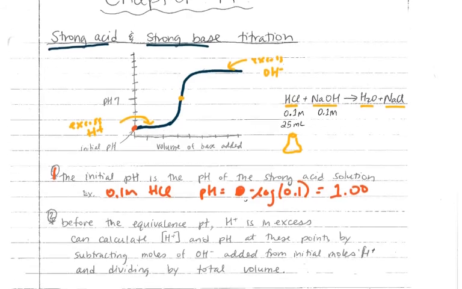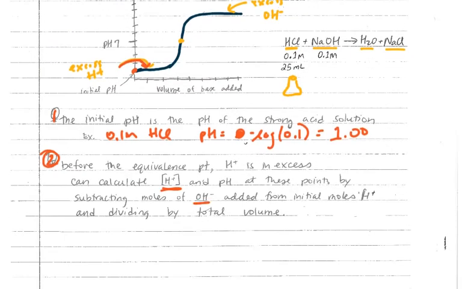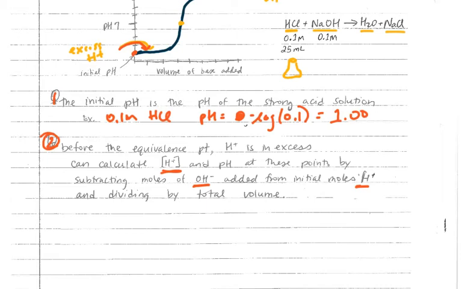So before the equivalence point, in this part right here, the H plus is in excess, and we can calculate the concentration of that and the pH at these points by subtracting the moles of hydroxide that we've added from the initial moles of the hydrogen ion, and then dividing by the total volume. So let's look at that. In this case, let's do an example.